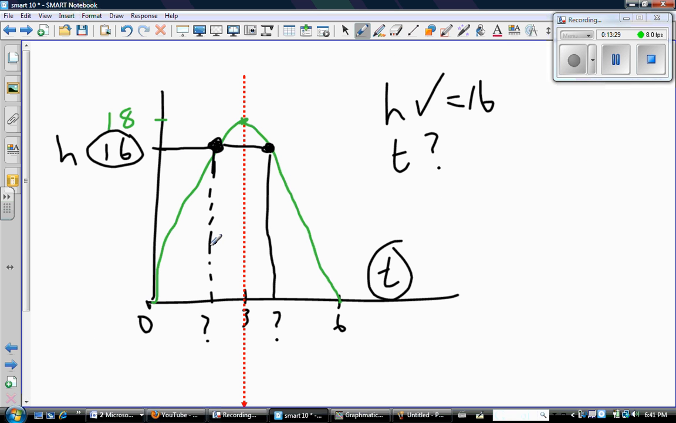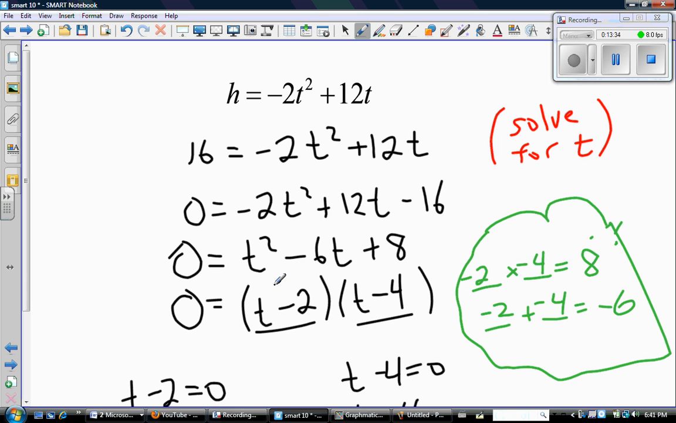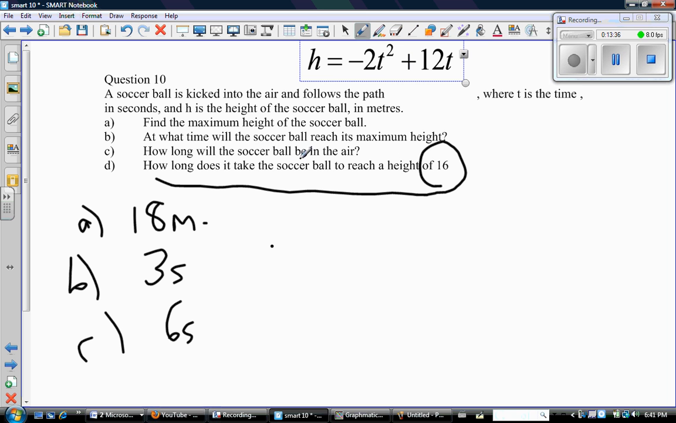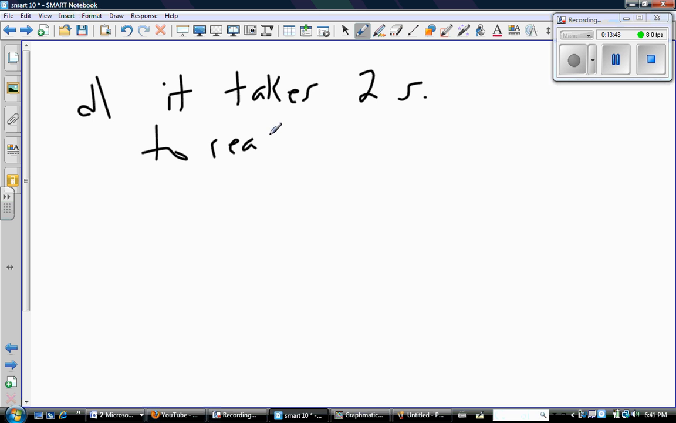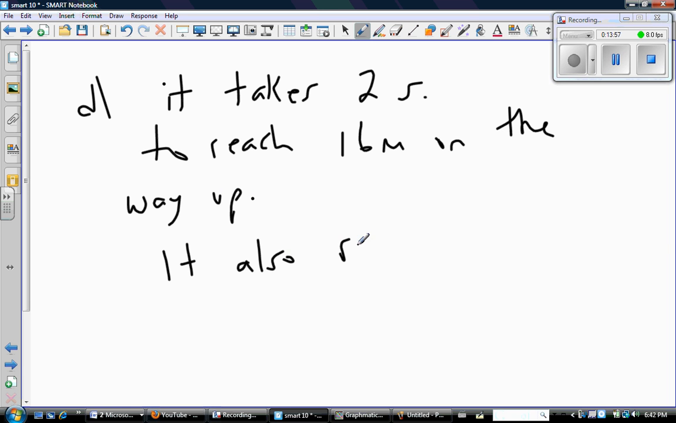So how long does it take the soccer ball to reach a height of 16 meters? You would say for part D, it takes 2 seconds to reach 16 meters on the way up. It also reaches 16 meters on the way down at t equals 4 seconds.